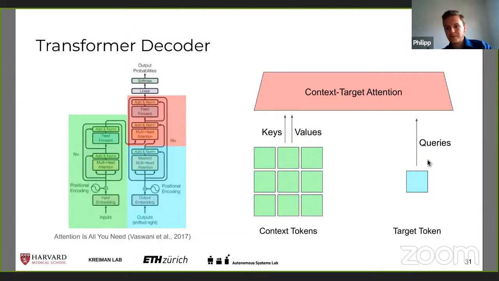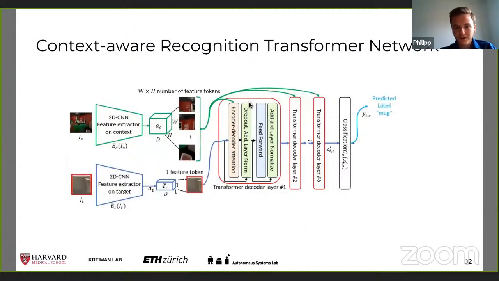And the nice thing now with this transformer architecture, and especially the multi-head attention mechanism, is that we get a very natural way of querying the context dependent on the target object features. So that's what's happening inside each of those modules, and we have a few of those modules to hierarchically integrate contextual information into those target features.